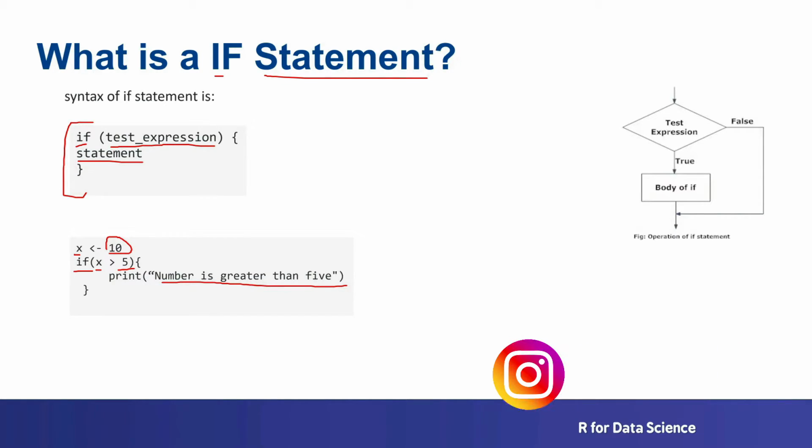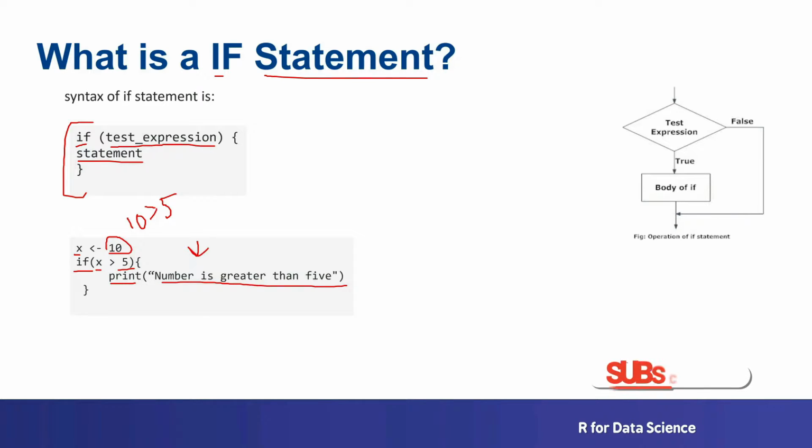So if the value of x is greater than 5, here we have 10, and 10 is greater than 5, so the print will be executed: "number is greater than 5". The whole sentence will be printed. This is the flow of the if statement.